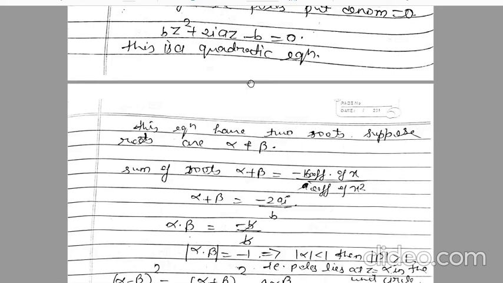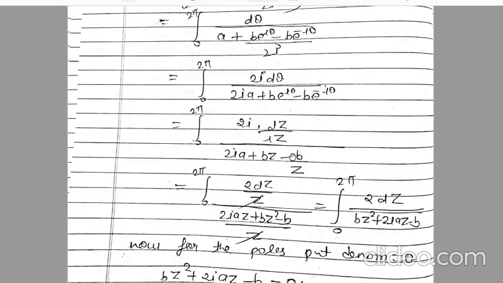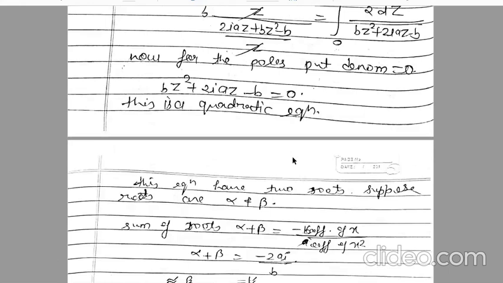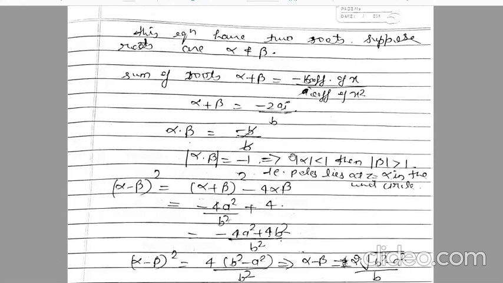We don't need to find the roots of this equation and write z equals minus b plus minus square root of b square minus 4ac. No, don't apply this formula. Just calculate the sum and the product of the roots, since the condition is given that a is greater than mod b. Now alpha into beta is equal to minus 1. So these are the roots.